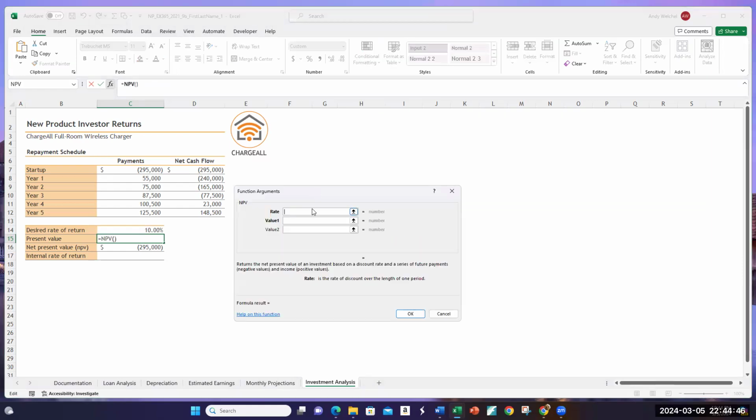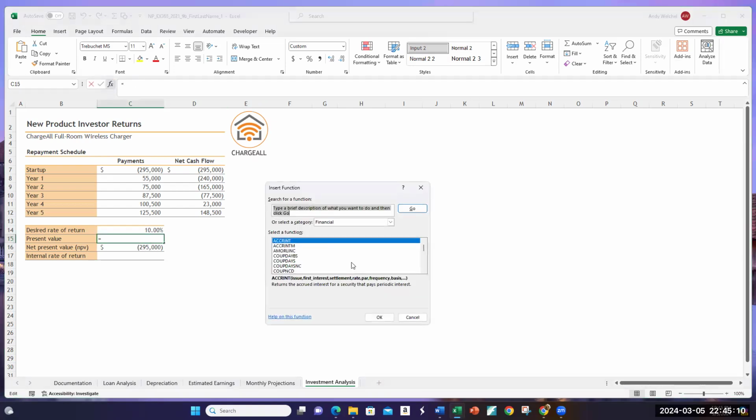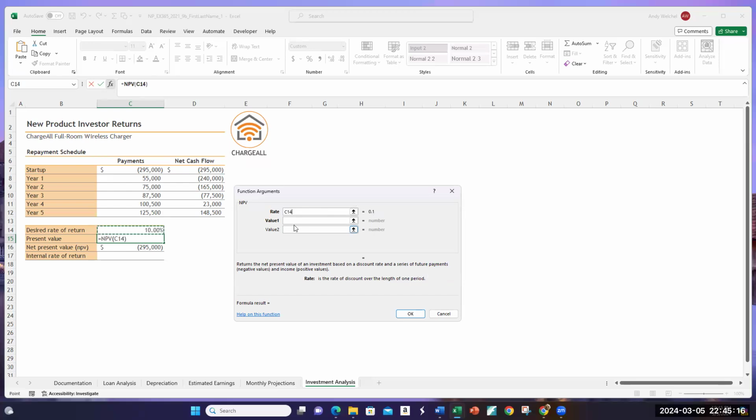The rate, 10%. And under value, hang on a second. Oops, sorry, I clicked the wrong thing. Let's just cancel. Sorry, let's try this again. Net present value. Recently used. There we go. The rate, again, 10%. And then the value, the present value of what? It's the present value of all these cash flows.